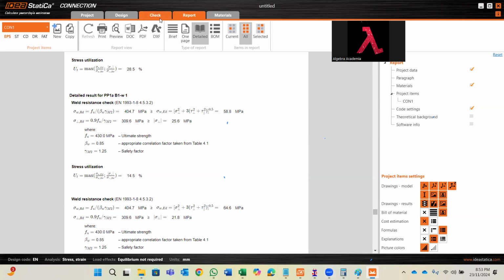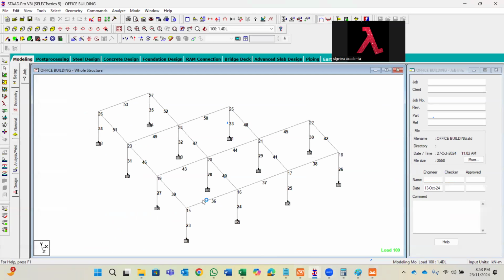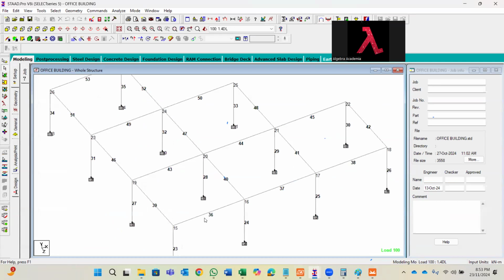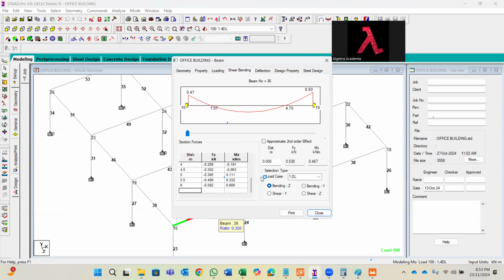So I'll just go to the splice connection. Let me show the splice connections here for the columns as well as beam to beam. For the splice connection, there are two ways. One is, let me double click this beam. I'll go to shear bending.